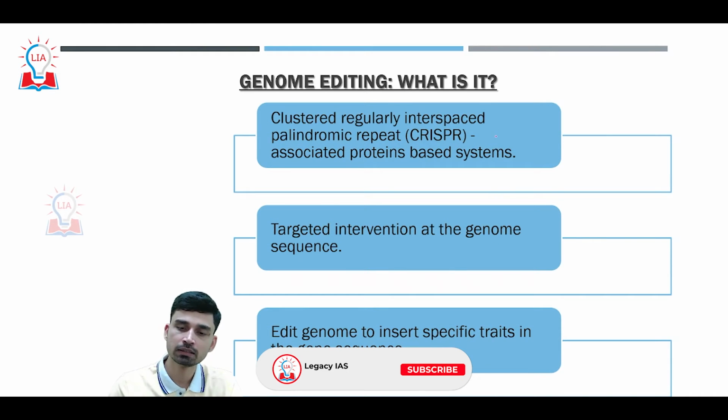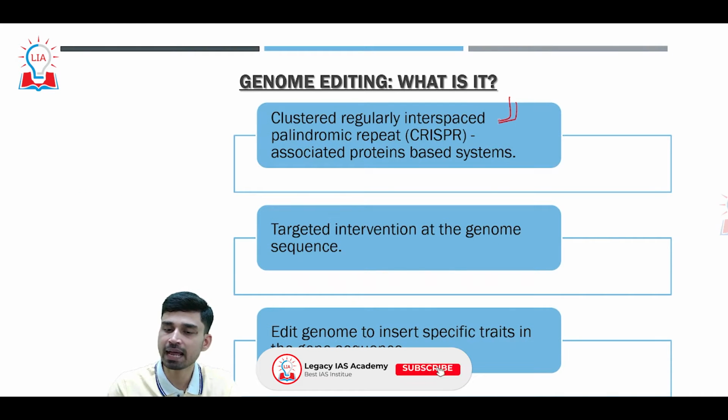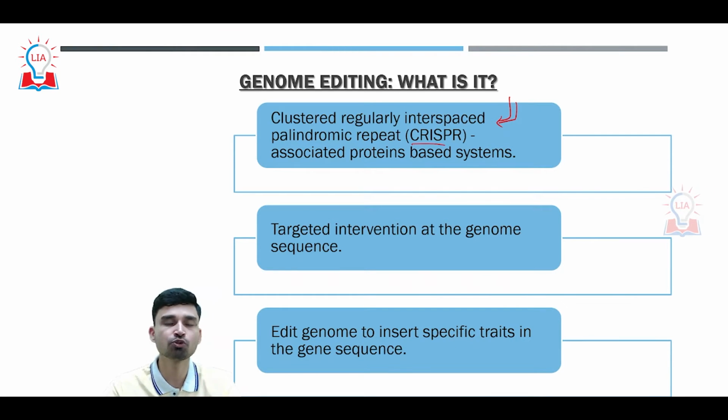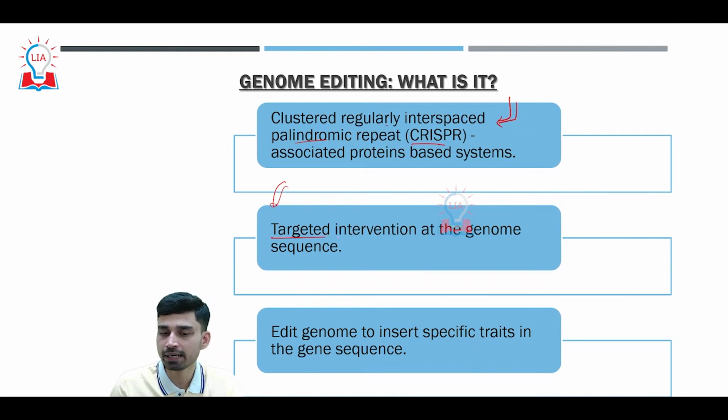Apart from that, the more recent development in this sector is the development of a CRISPR-associated protein based system. CRISPR stands for clustered regularly interspaced palindromic repeats, and this is the most advanced system which can target a specific part of DNA and make a cut according to the demands, according to the desire. That is why it is used for targeted intervention of any particular genome sequence.